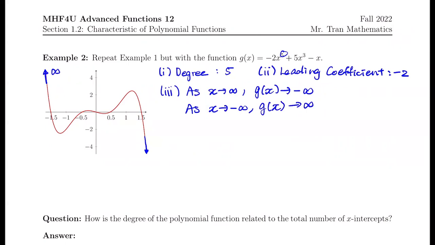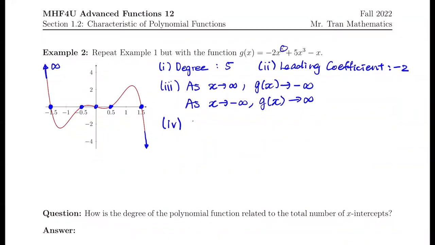All right, so now let's have a look at the number of x-intercepts. So part 4, we see from the graph that we have 1, 2 points, 3 points, 4 points, and 5 points. So we have 5 x-intercepts here.